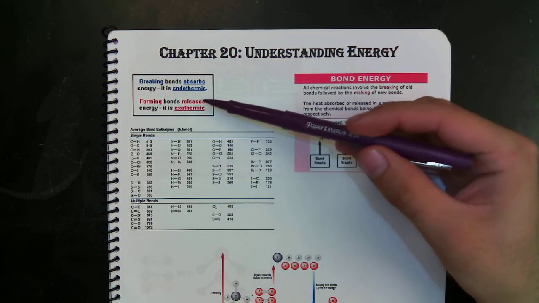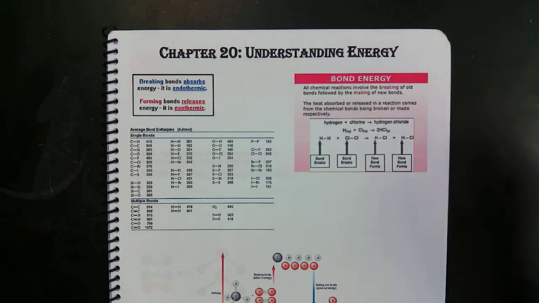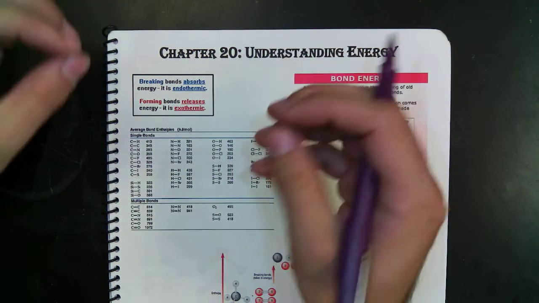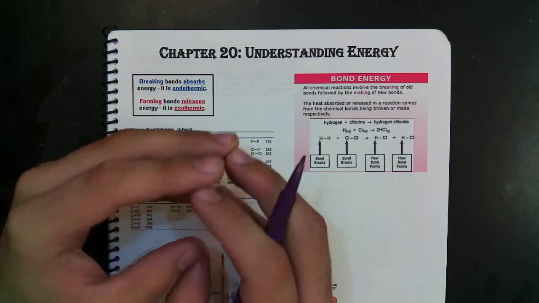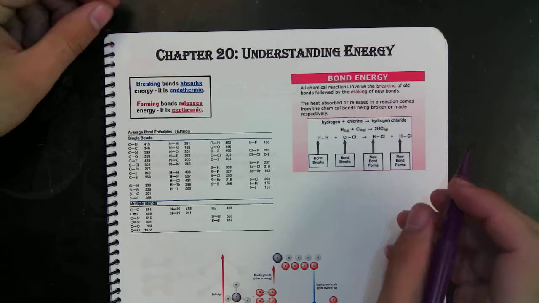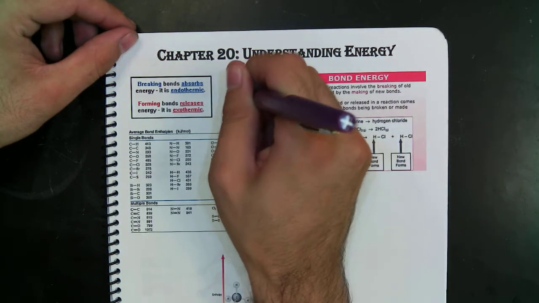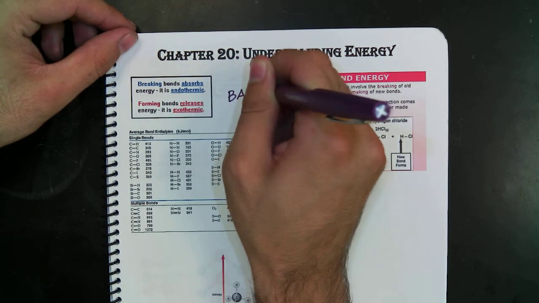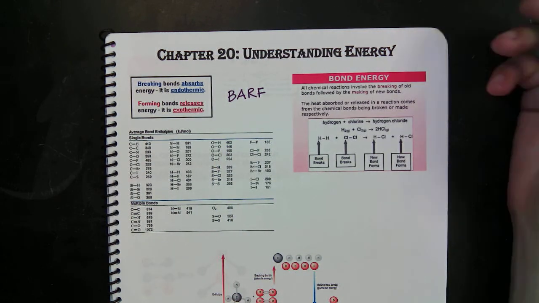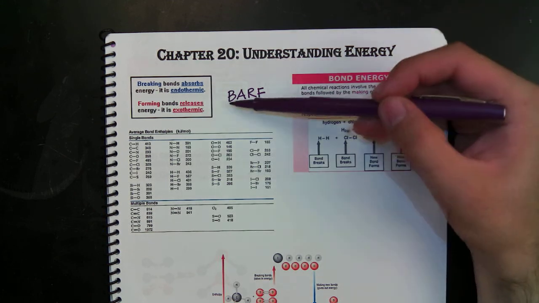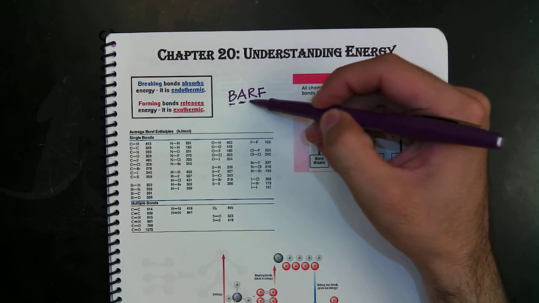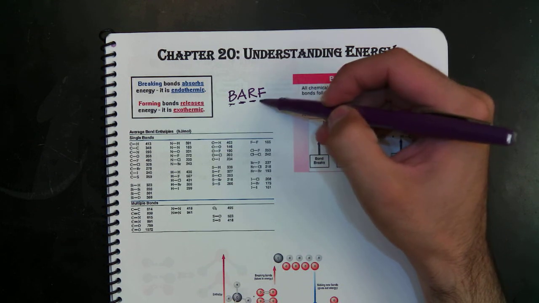And to form bonds, when the atoms come together, like after you break the bonds of the reactants, and then once those atoms come together to form product, they're going to release energy. They're becoming more stable, they're going into a lower potential energy state, so they give some of that energy back. And we use the mnemonic BARF to help us remember, maybe, that breaking bonds absorbs energy, and that energy is released when bonds form.